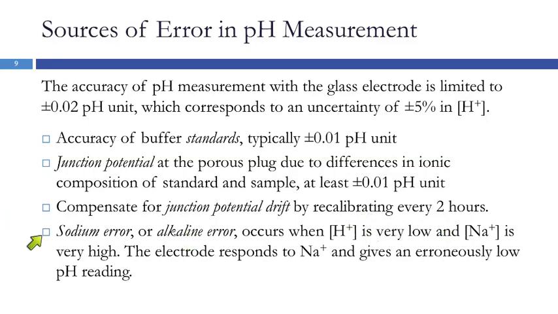Another possible error is called the sodium error or the alkaline error. This happens when the concentration of hydrogen ions is very low. That's going to happen at a very high pH. And the sodium ion concentration is high because the glass will also bond or react with the sodium ions. And so if you have very little hydrogen present, the electrode will respond to sodium ions instead and give you a pH that's erroneously low. So it's going to suggest that there's more hydrogen ions than are actually present, so you'll get a pH reading that's too low. That can happen at high pH values.